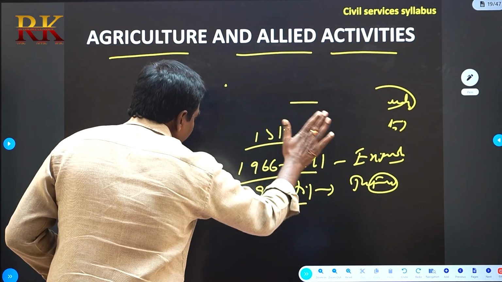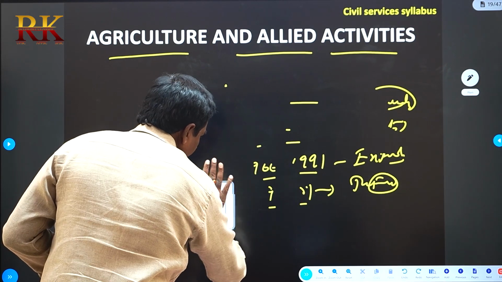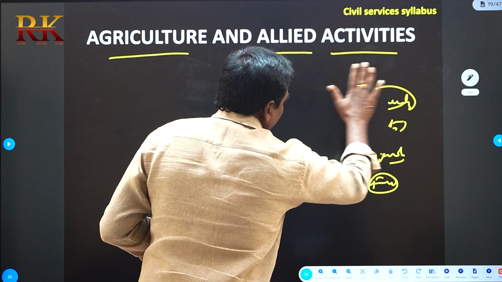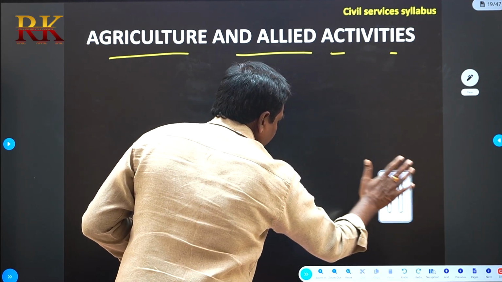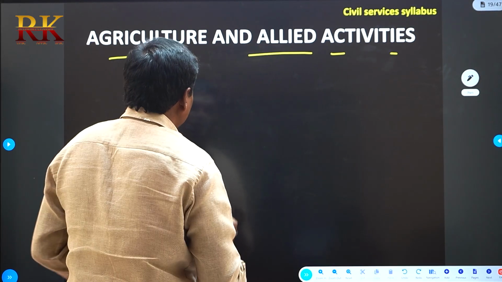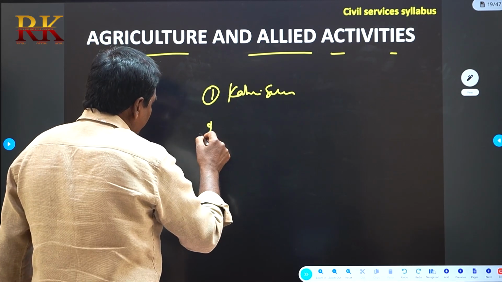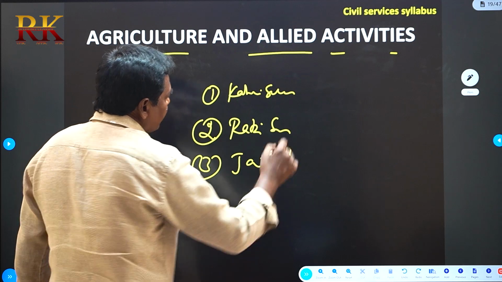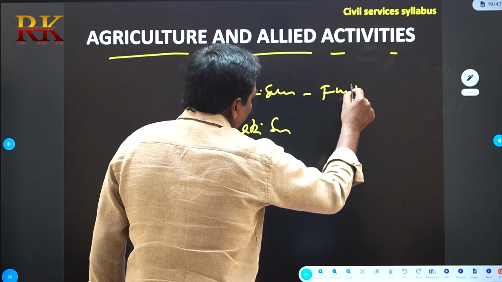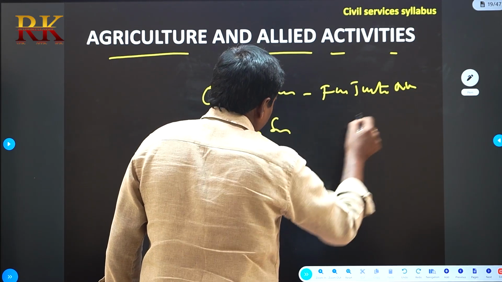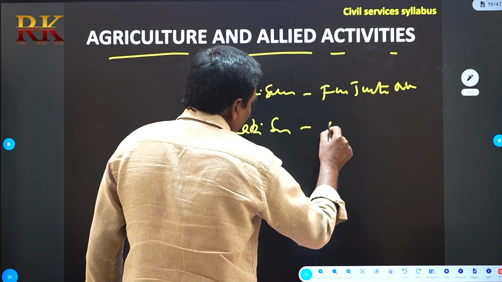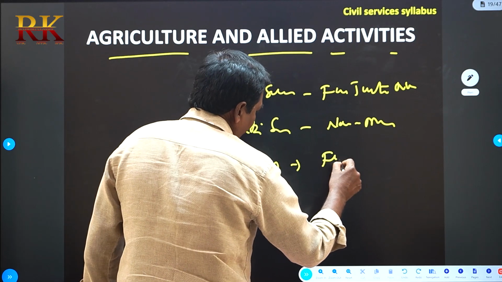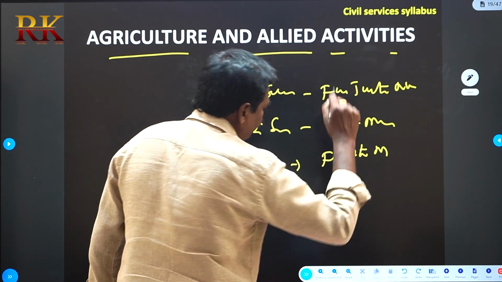Another important point: Indian agriculture has three crop seasons. Number one, Kharif season. Number two, Rabi season. Number three, Zaid season. Kharif season is from June to November. Rabi season is from November to March. Zaid season is from April to May.